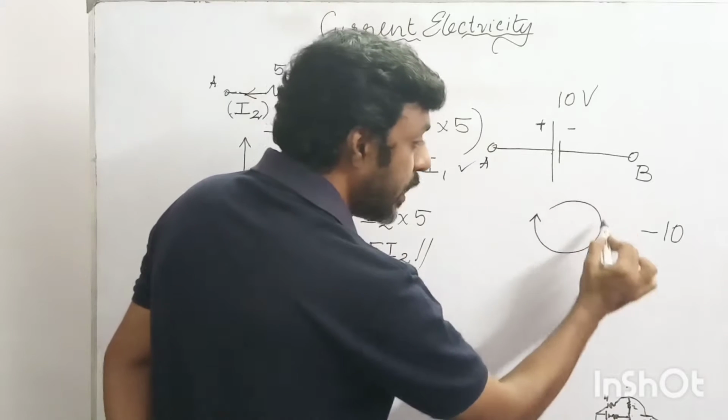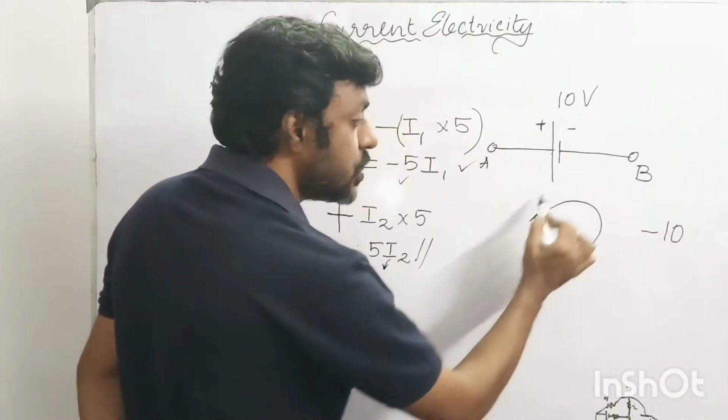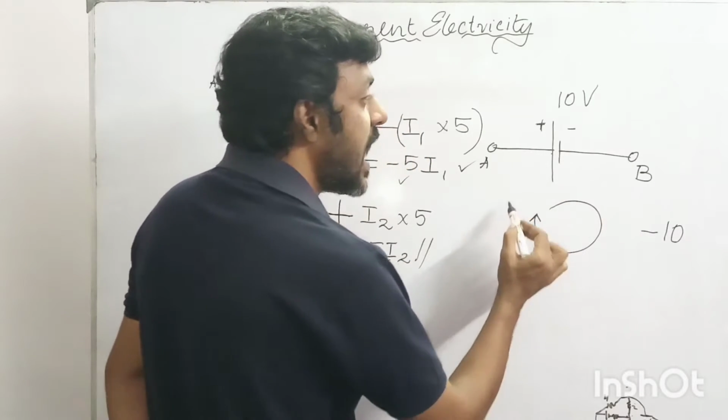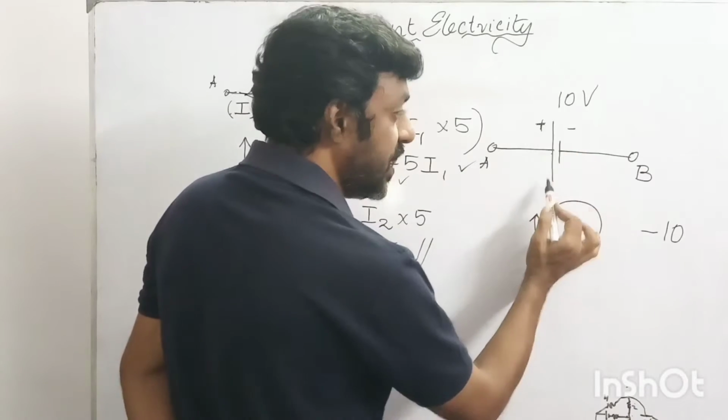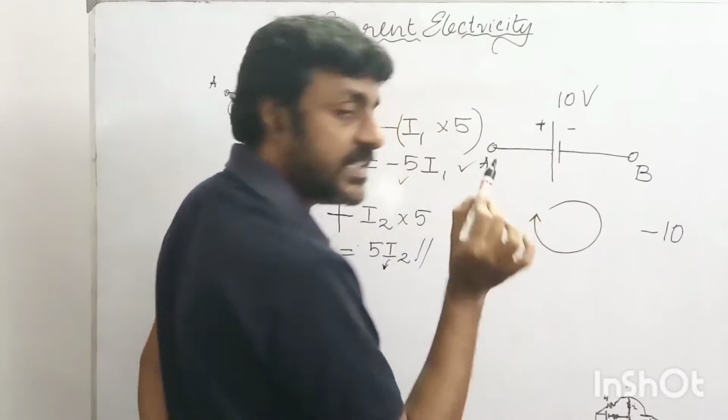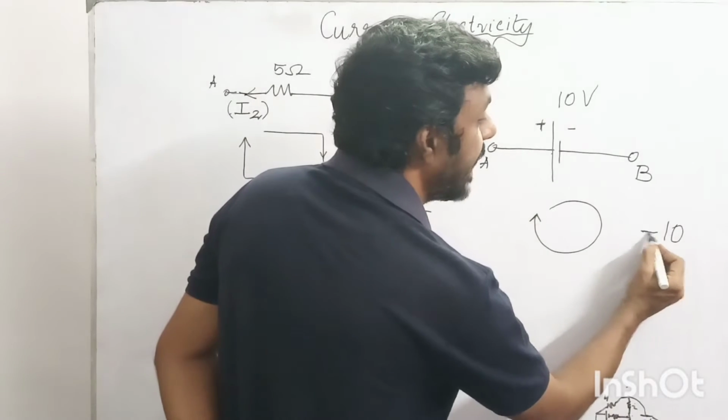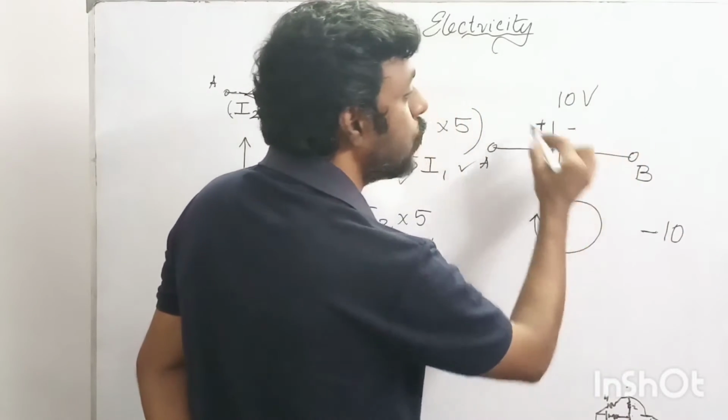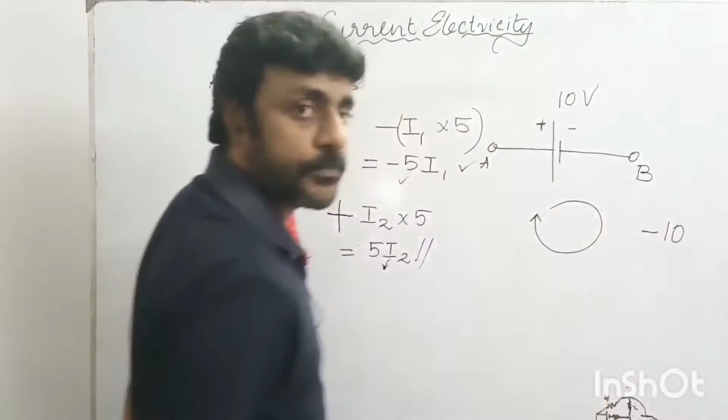If during my direction of travel in the clockwise direction, I happen to notice a positive terminal first, then a negative terminal at the second stage, then I will introduce a negative sign and express this voltage as minus 10, right?